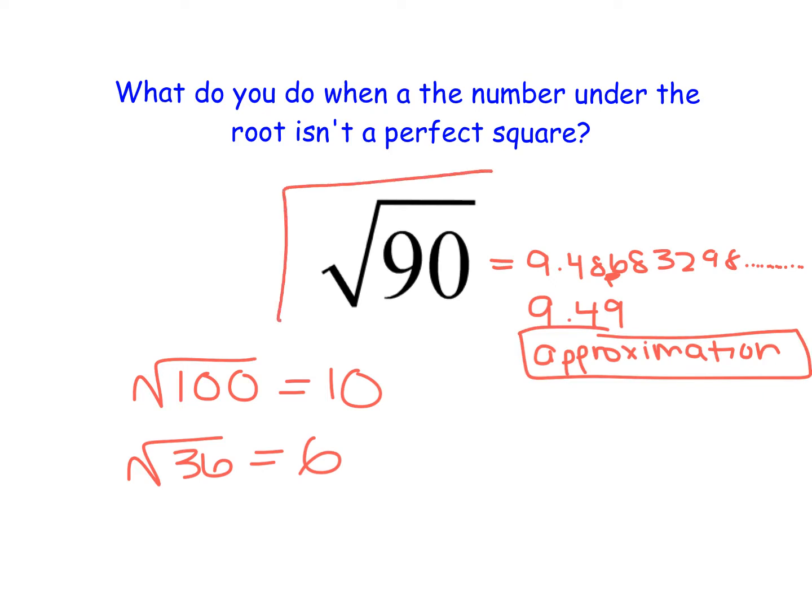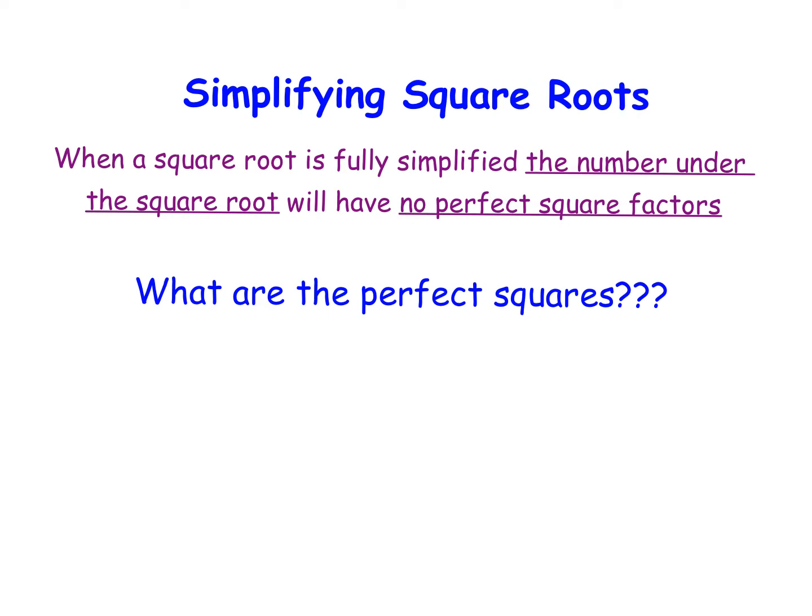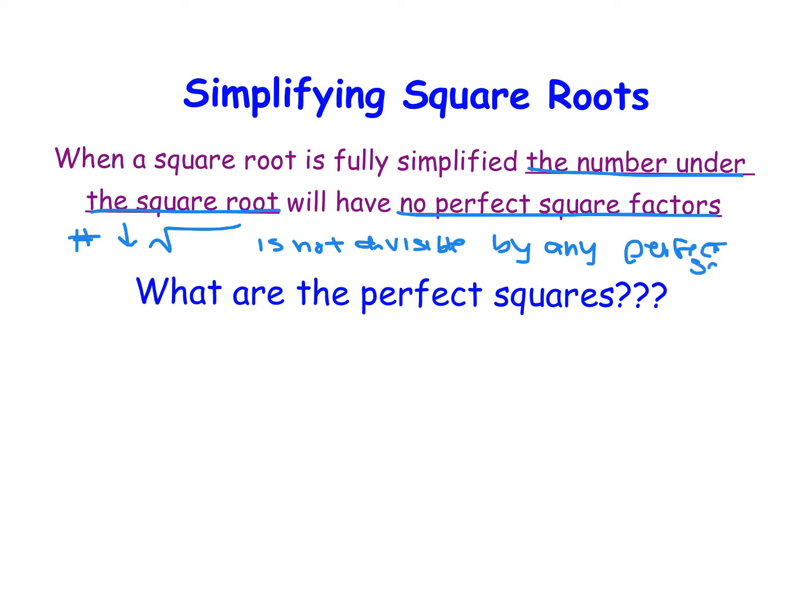So what we're going to do today is focus on simplifying square roots so that this looks a little bit simpler, but is also an exact solution and not an approximation that was rounded. Now the definition of a simplified square root is a square root where the number underneath the square root will have no perfect square factors. So what this means is that the number underneath the square root is not divisible by any perfect squares. That's what that word factors is telling us.